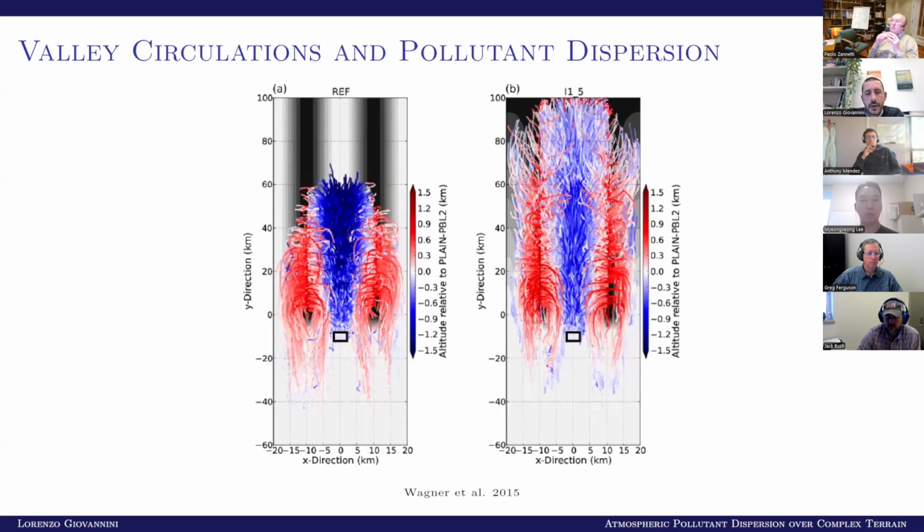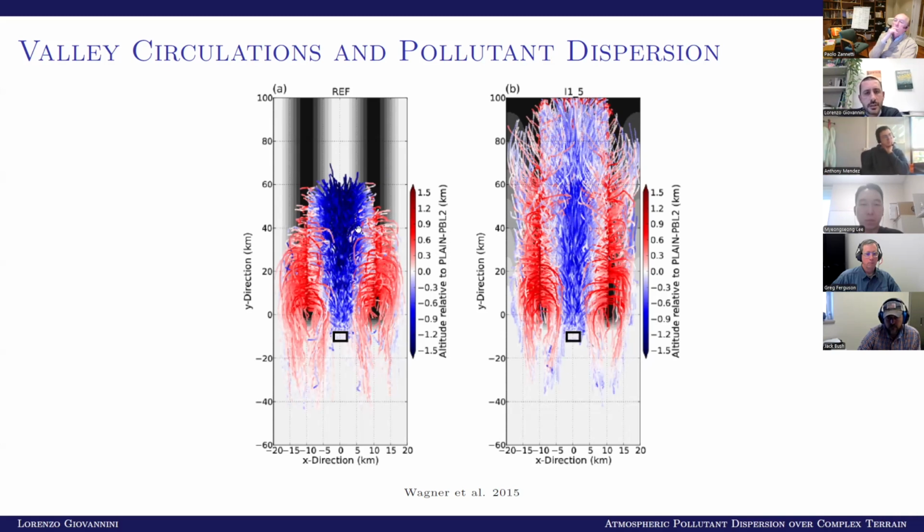And this is another example of the effects of these circulations, again looking at some idealized simulations. Here, from this paper, Wagner et al. 2015, the authors released a passive tracer in this box. And here you can see the different trajectories of this pollutant emitted at the bottom, at the mouth of the valley. The different trajectories are colored according to their altitude relative to the height of the boundary layer. And you can see that this pollutant is transported along the valley due to the along valley circulation.